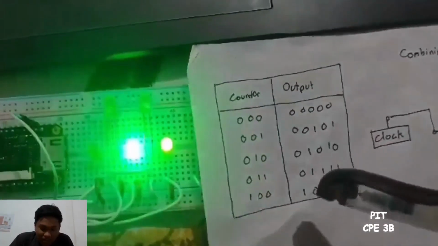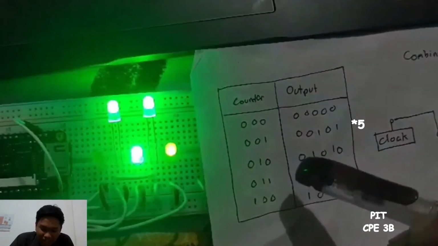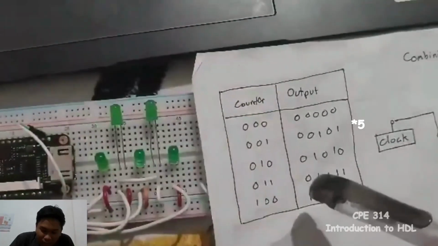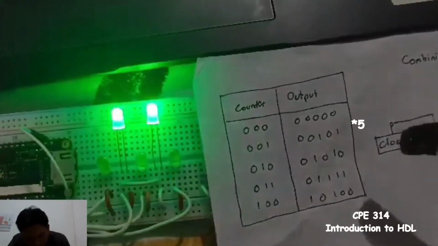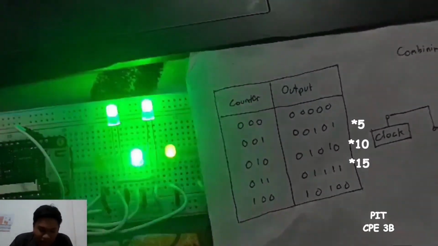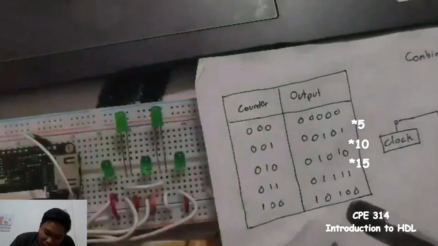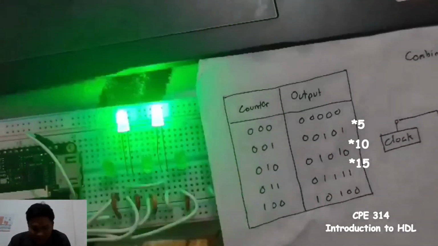00101. So that's 10. And the third output is 01010. So that's 15. So the fourth output is 01111. So that's 20. So the last output is 10100. So this is the circuit diagram.